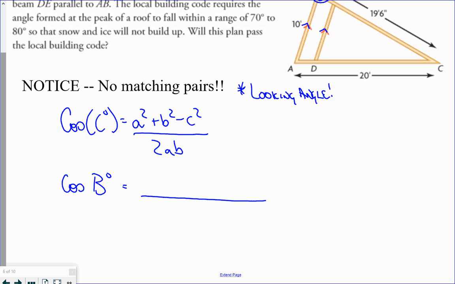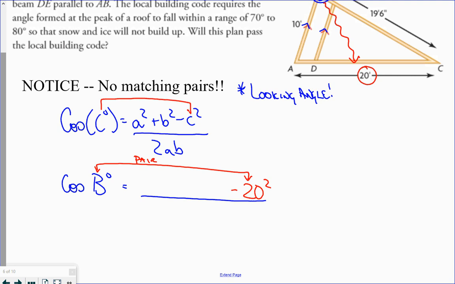Now, when you're looking for the angle, what I recommend is you start with your pair first. So what pairs with B? 20 feet. So I'm going to go 20 squared. So start with your pair. Now, everything else is just the other two sides. So I'm going to go 10 squared plus, now, 19 feet, 6 inches. That's what that means.